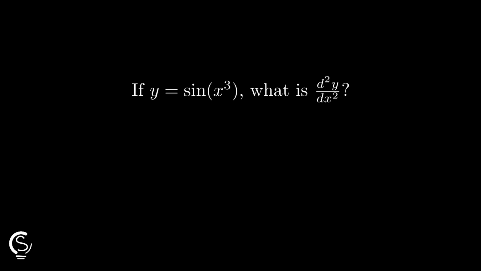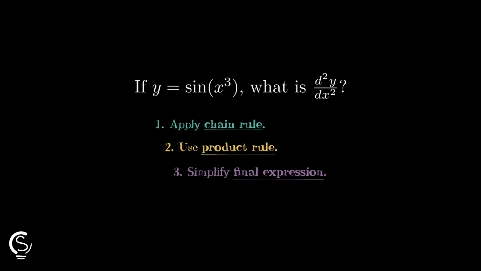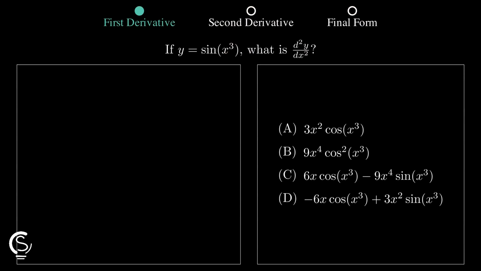Calculus problems like this derivative look intimidating, but you can solve them in 60 seconds flat by following 3 simple steps. Let us dive right in. Start by differentiating sine of x cubed. Apply the chain rule. The derivative of sine is cosine, multiplied by the derivative of the inner function, which is exactly 3x squared. Boom!